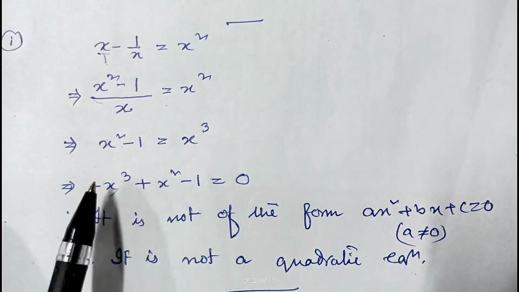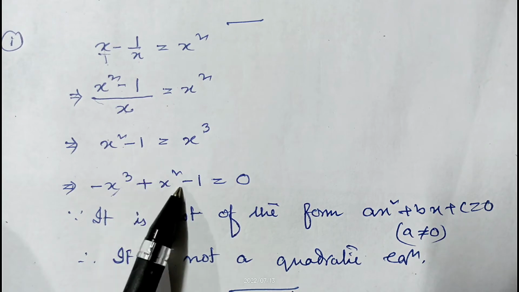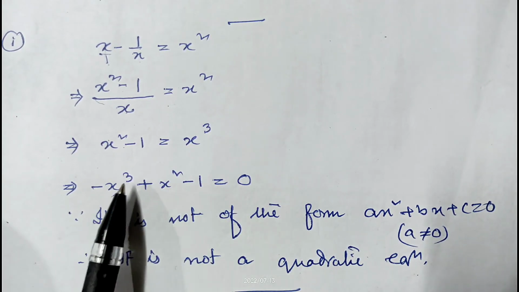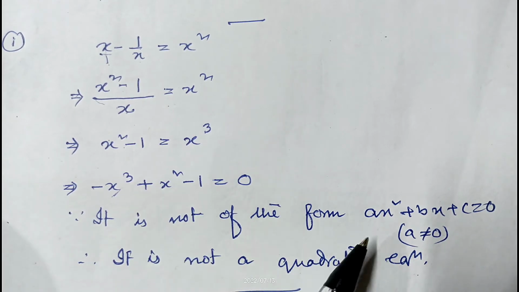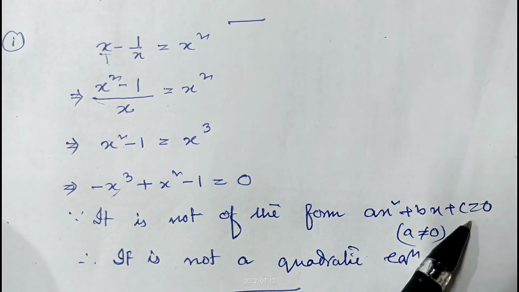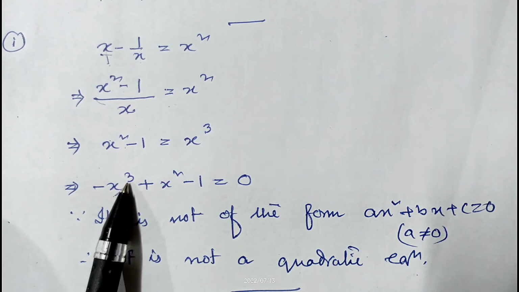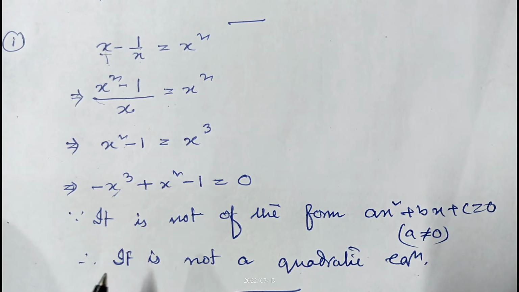This x cube, if I transfer, it will be minus x cube plus x square minus 1 equals to 0. Now here degree is not 2, it is 3. Since it is not of the format of ax square plus bx plus c equal to 0, because here maximum power is 3, but in case of quadratic equation it should be 2. Therefore it is not a quadratic equation.